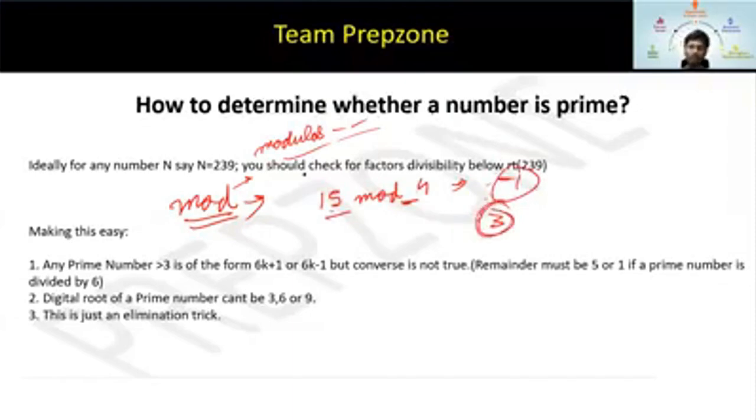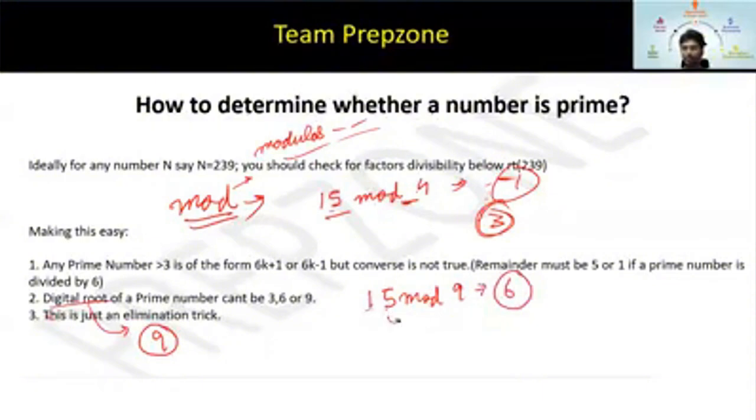Okay. So digital root or digital sum is nothing but mod 9. Let's check this out. What is 15 mod 9? 15 mod 9 is 6. What is 5 plus 1? 6. Digital root is nothing but number mod 9.